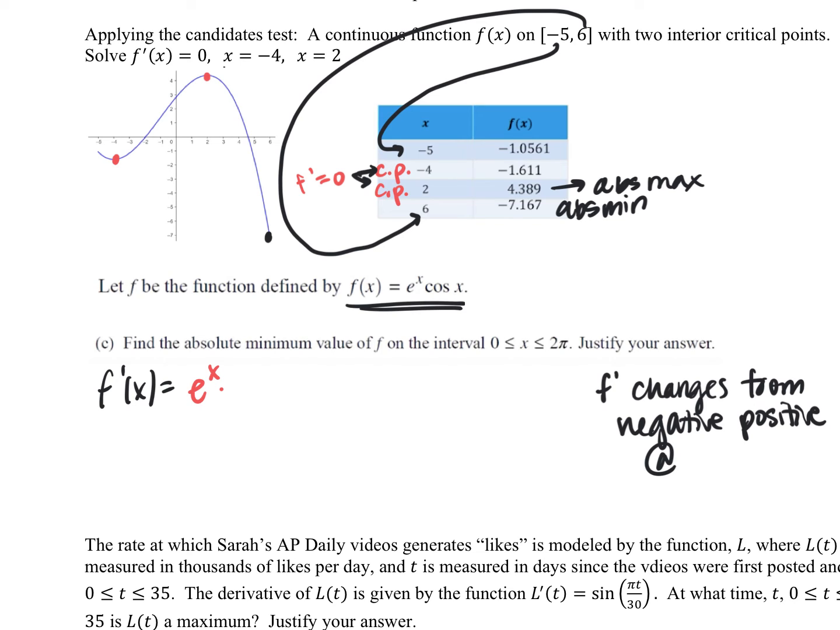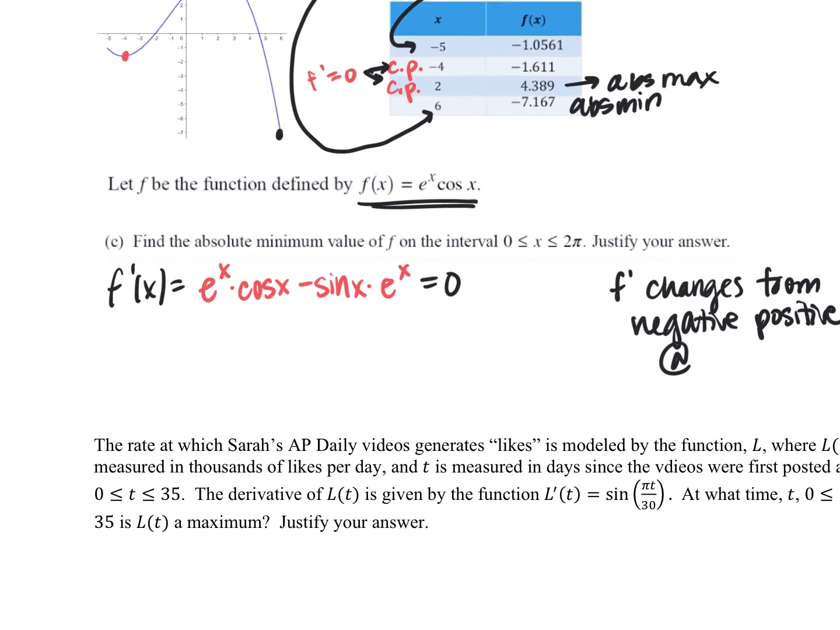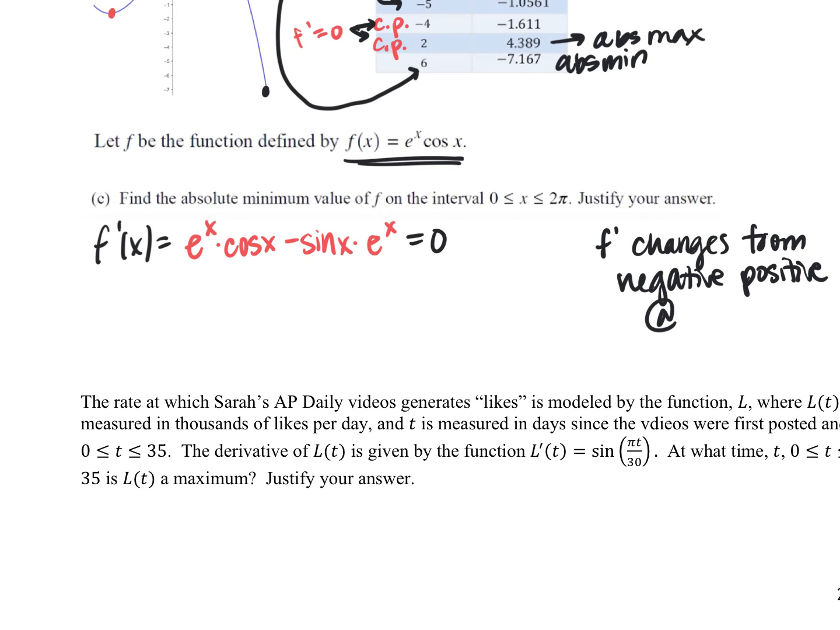That's f prime g, perfect, plus g prime. Nice. I'm going to change that plus to a minus sign times f. Perfect. You guys, for something to change from negative to positive, guess what it's got to go through? Zero. So what we're really curious about is where this equals 0.